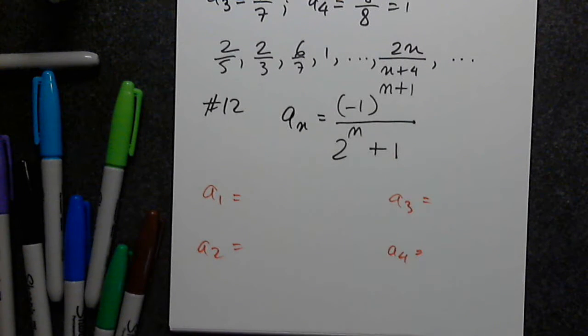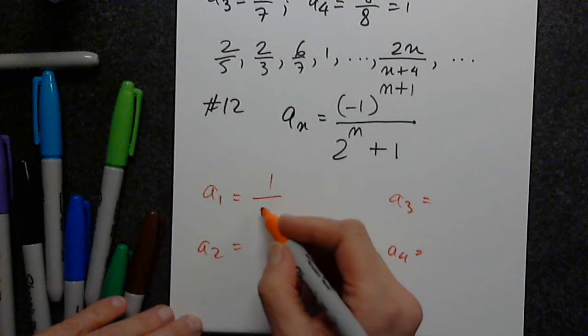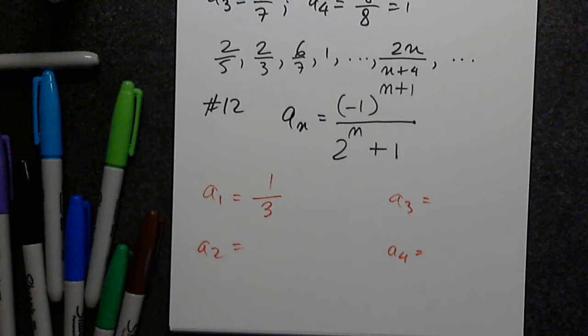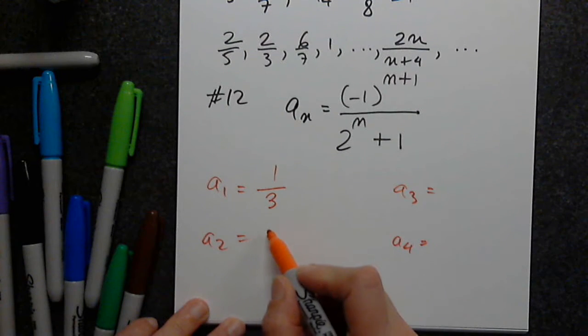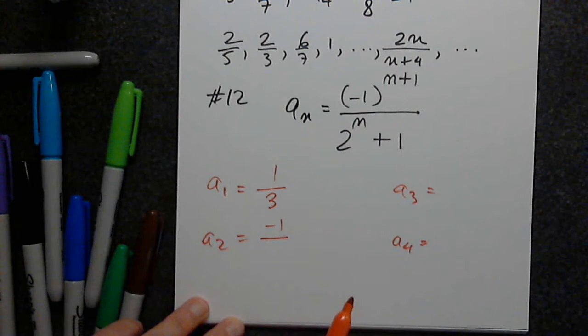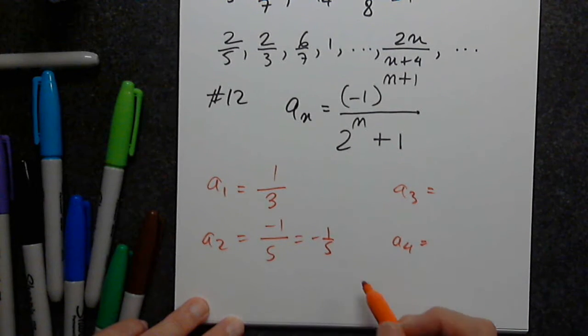When n is 1, we get 1 over 3. Excellent. When n is 2, again, this is going to be an alternating sequence. Positive, negative, positive, negative, positive, negative. Yes, the numerator is -1 and the denominator is 5, very good. So this is -1/5. Excellent.